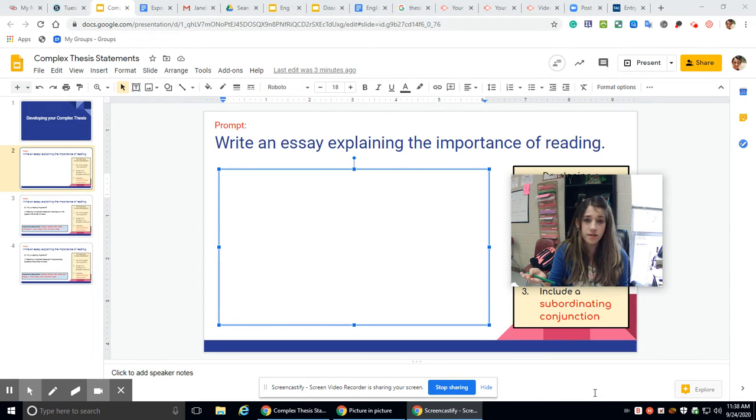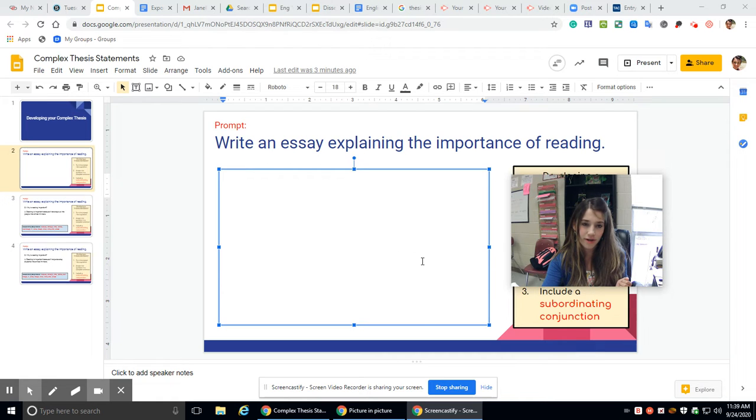So you really should think about your thesis as a promise that you're making to your reader that you are going to stick to this topic throughout the entirety of your writing. Okay, so it's really important that you think through the sentence very carefully before you get started. All right, so let's go ahead and dive in.